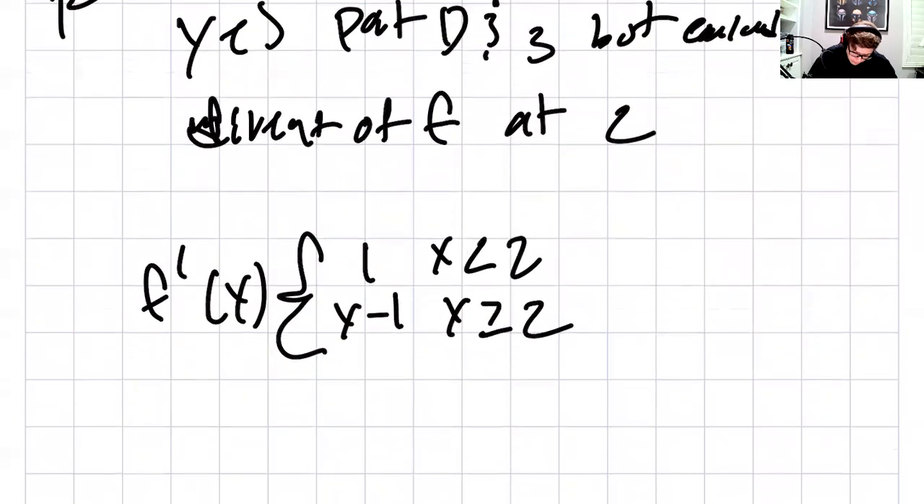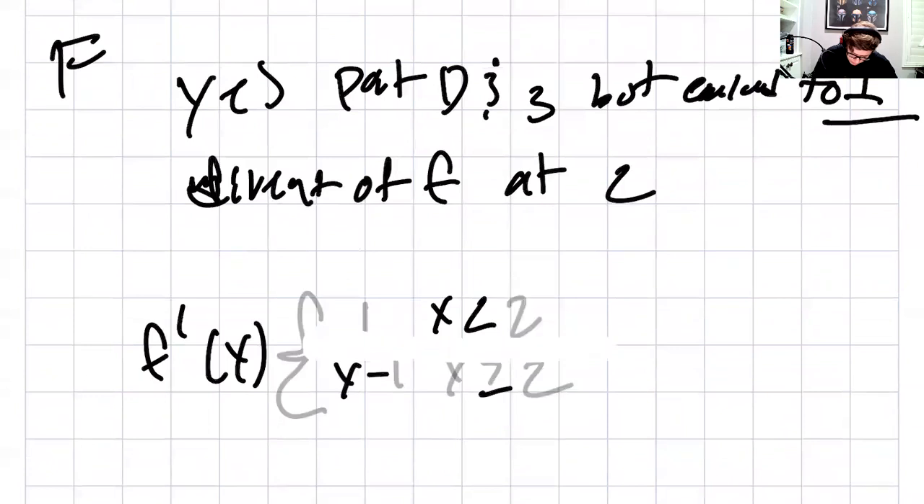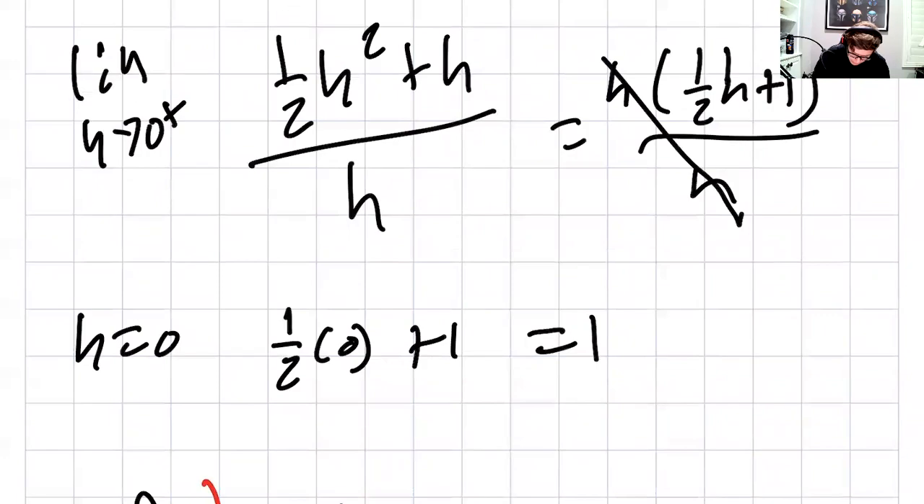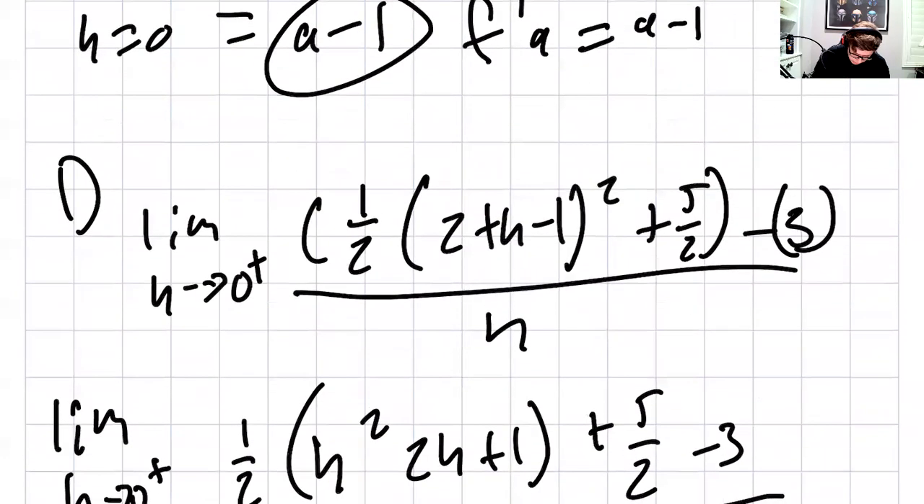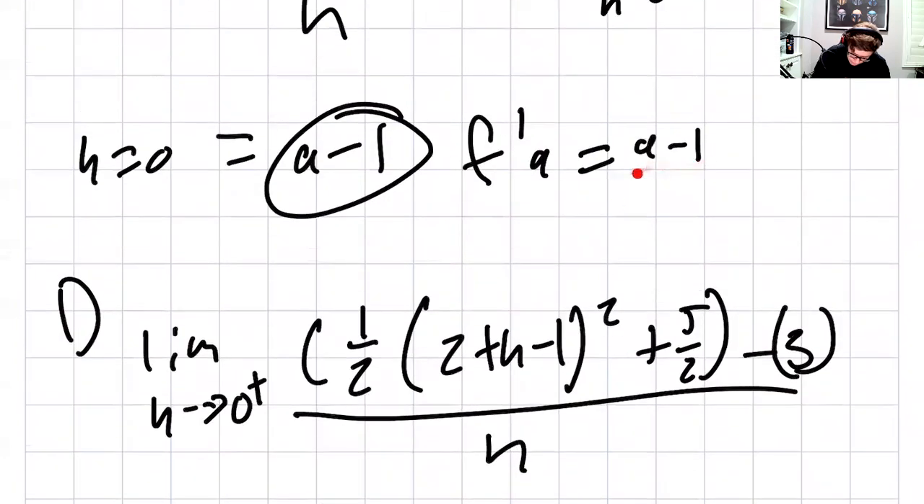So what that means is we take the equations, the answers that we got. When we went from the left side of 2, we got 1. So then that first equation gets replaced with 1. So f prime of a is going to equal 1 if x is less than 2. Then when we came from the right-hand side, we got a minus 1 right here, a minus 1.